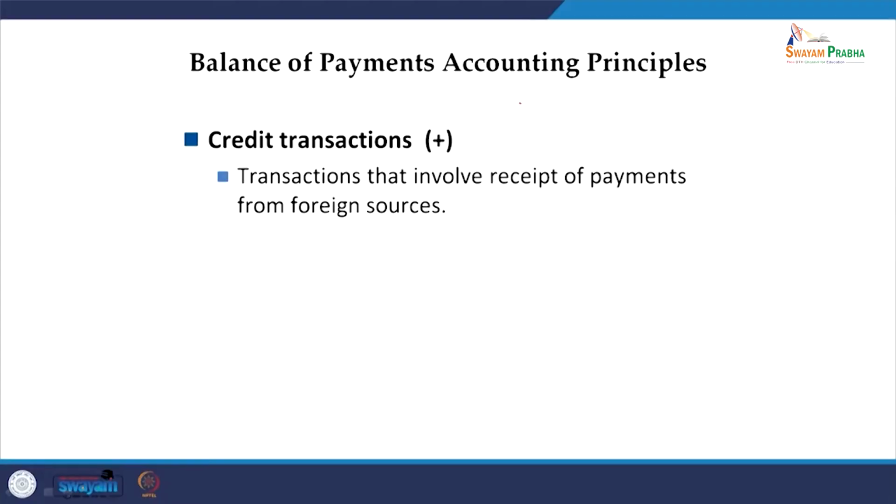Now coming to the principles of payments, as I already mentioned, it follows double entry bookkeeping. I can write it down. Probably that point has been missed in the slide. Double entry bookkeeping. You can take a note. Double entry bookkeeping is the procedure mandatorily followed in the accounting principles of BOP. So, there is a credit side called plus transaction, and the debit side is called negative transaction.